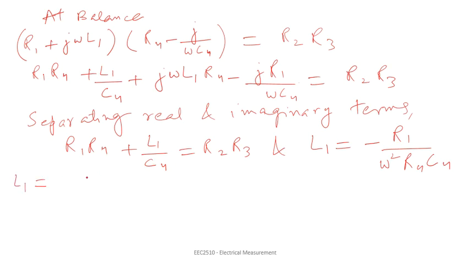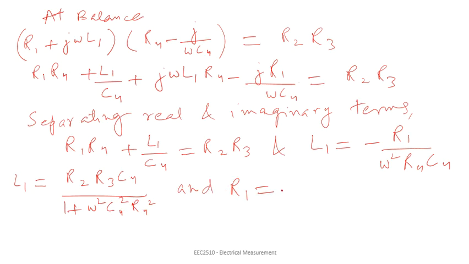for L1 and R1. For L1 you should get R2 R3 C4 over 1 plus omega square C4 square R4 square, and for its resistive part, that is R1, it should be omega square R2 R3 R4 C4 square over 1 plus omega square C4 square R4 square.